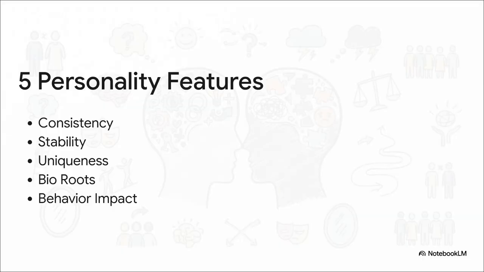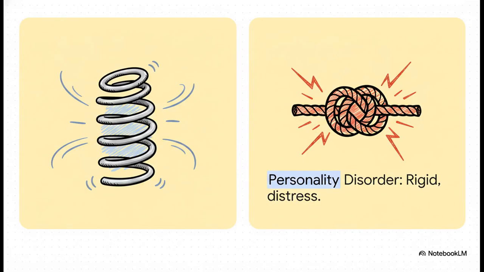Now, a healthy developing personality rests on 5 foundational pillars. First up is consistency. A kind person is usually kind at home and at work. Second is stability. It develops slowly over time and doesn't just change overnight. Third is uniqueness. Like we said, no two are the same. Fourth, it has biological and psychological roots, meaning it's shaped by both your brain chemistry and your upbringing. And fifth, it heavily influences your behavior, pretty much dictating how you make decisions and handle stress on a daily basis. But what happens when that natural flexibility completely disappears?